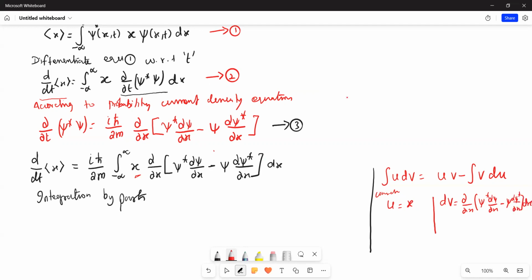If u is equal to x, then du is dx. To get v, we need to integrate on both sides. If you integrate it, v is equivalent to psi star dou psi by dou x minus psi dou psi star by dou x. That's all.